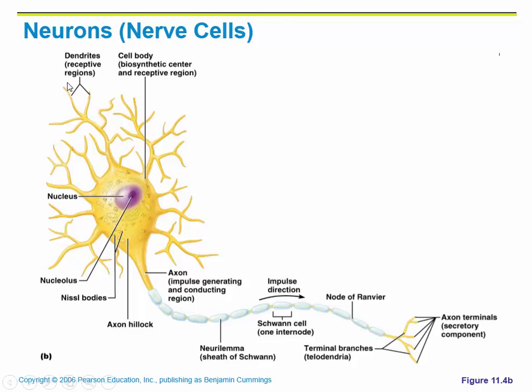So you have your dendrites. The dendrites are receiving the message. The cell body has the nucleus and the nucleolus, and it's going to interpret the message. And then the axon is going to be sending that impulse or message on to the next neuron, to an organ, whatever that may be.